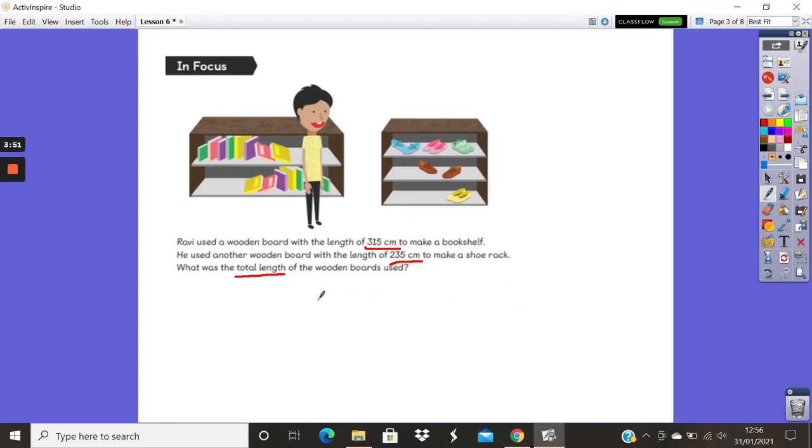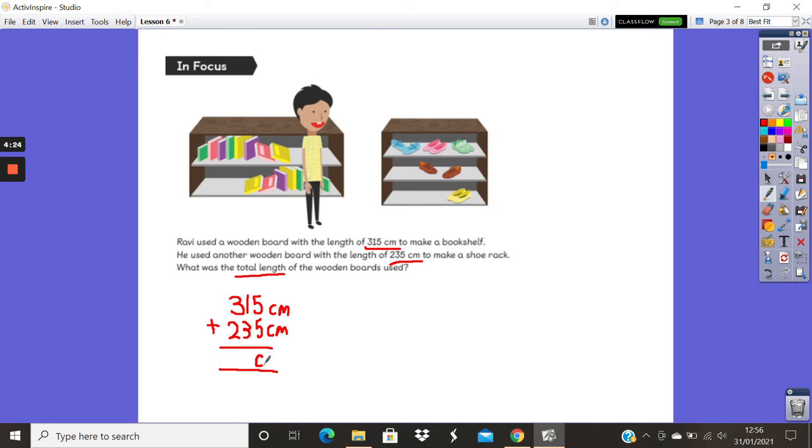Now we can put those in column addition. So we could do 315 centimetres, add 235 centimetres. Now it's really important I keep my hundreds, tens and ones lined up. Okay, so I've got 235 centimetres. Again, as we always did when we were doing column addition, we would start with the ones column. So we've got 5 add 5, which would be 10.